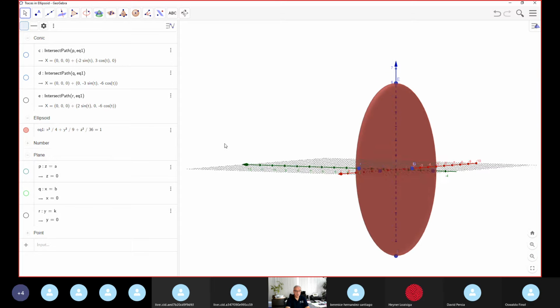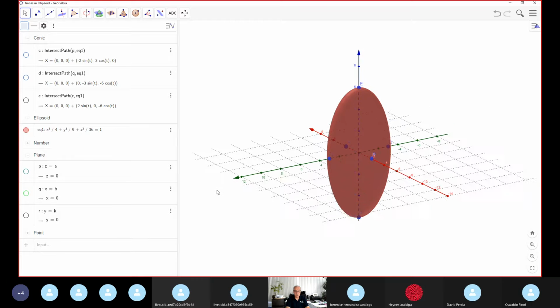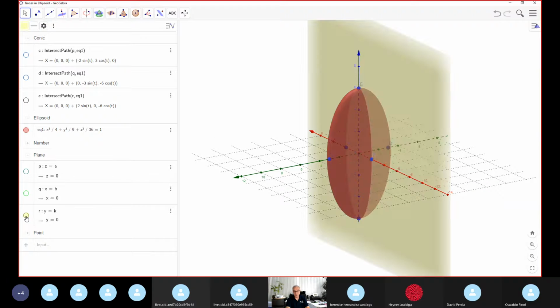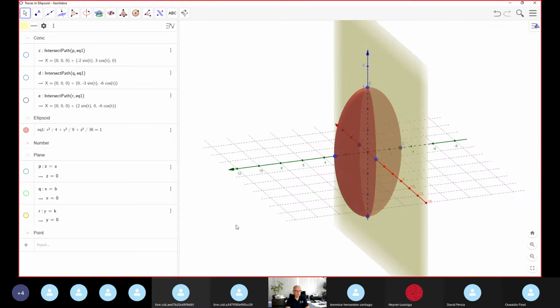Likewise, I do another plane, but let me zoom here. It's the plane y equals 0, in yellow color. The intersection between the ellipsoid and that plane is that curve. Again, it is another ellipse.